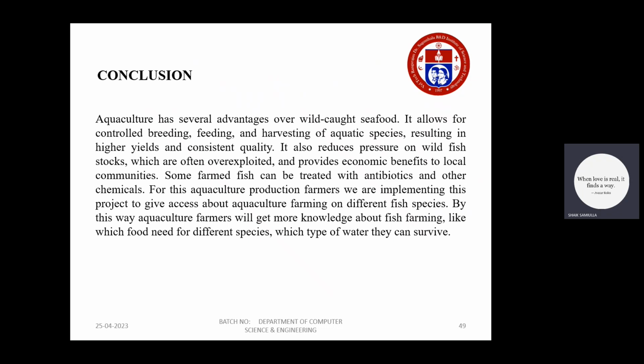So mostly the conclusion here is that the main scope is to get the advantage of wild sea-caught seafood. It allows for controlled breeding, feeding, and harvesting of aquaculture species. So very often farmers don't know how to treat fish if they get any diseases, and they don't know how to help them survive.